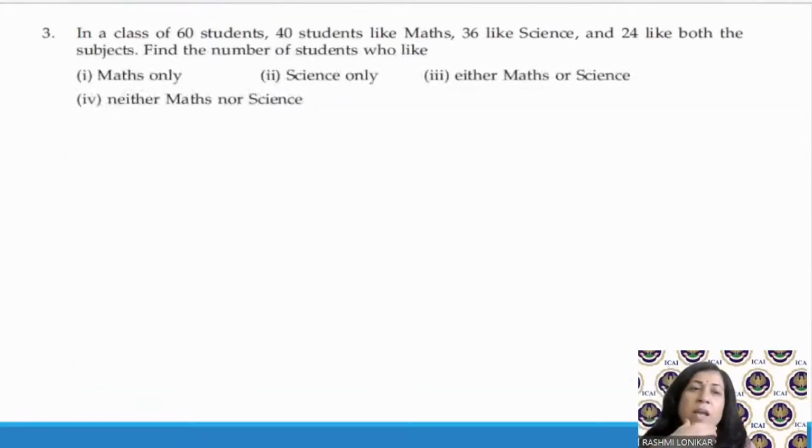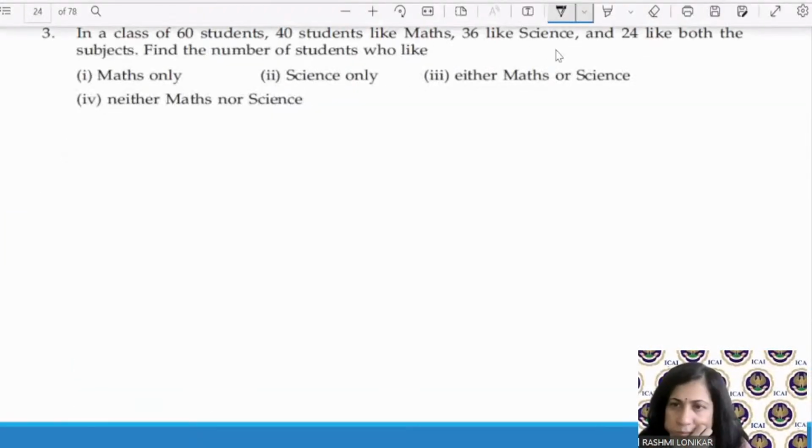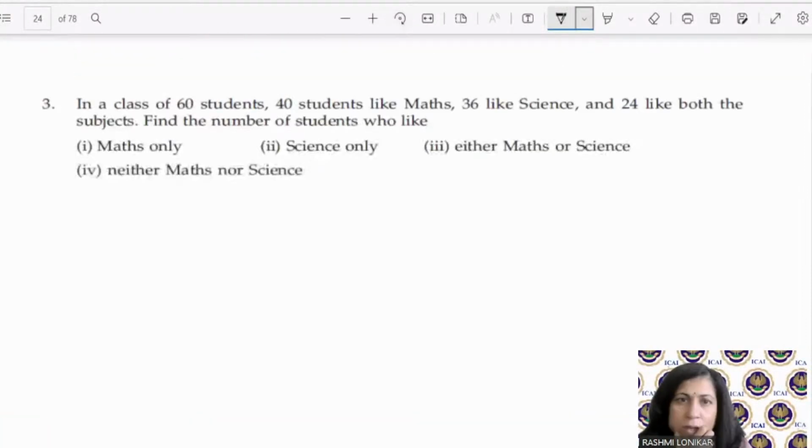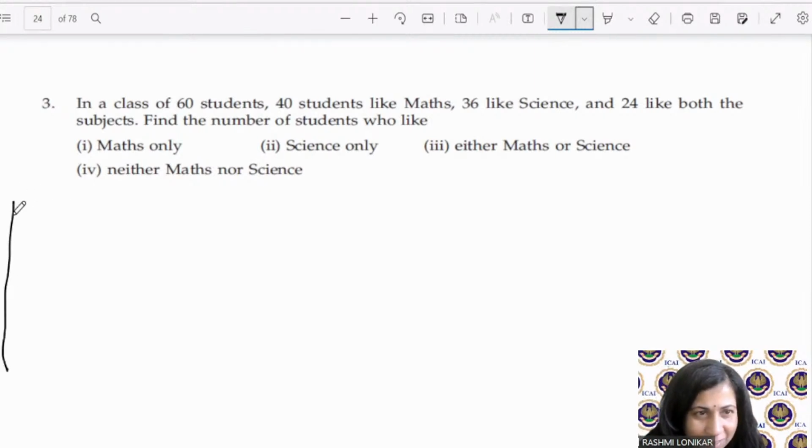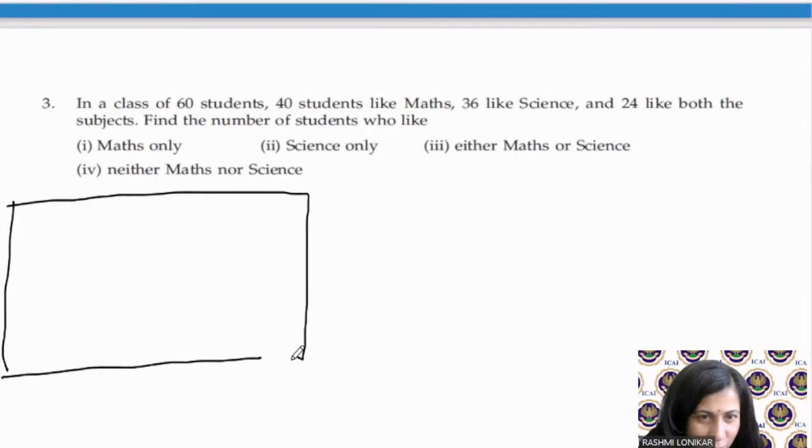Now let us see. In a class of 60 students, 40 students like maths, 36 like science, 24 like both the subjects. Find the number of students who like maths only, science only, either maths or science, neither maths nor science. Okay. So, which is very typical, right? There are so many students, especially when you were in 10th standard. This is my classroom. How many students are there in my classroom? 60 students, right?